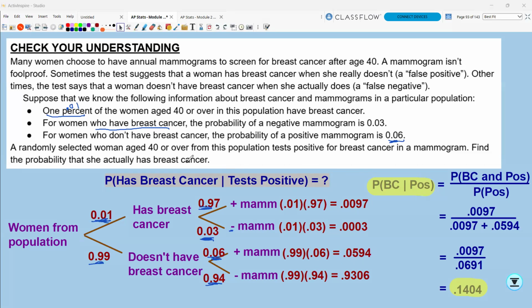Now let's look at the question. We randomly selected a woman aged 40 or over from this population. Find the probability that she actually has breast cancer.